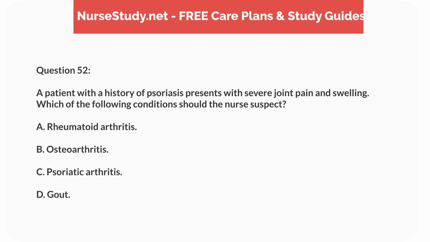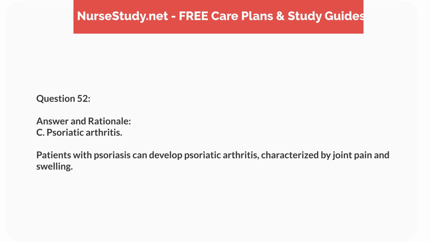Question 52. A patient with a history of psoriasis presents with severe joint pain and swelling. Which of the following conditions should the nurse suspect? A. Rheumatoid arthritis. B. Osteoarthritis. C. Psoriatic arthritis. D. Gout. Answer and rationale. C. Psoriatic arthritis. Patients with psoriasis can develop psoriatic arthritis, characterized by joint pain and swelling.